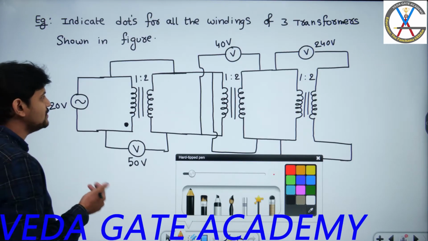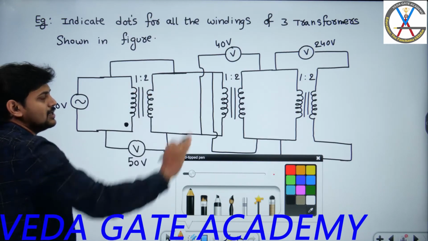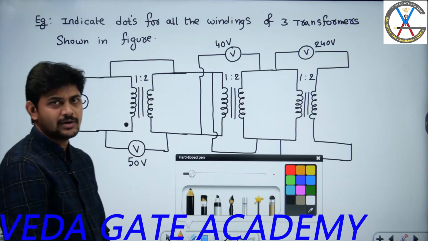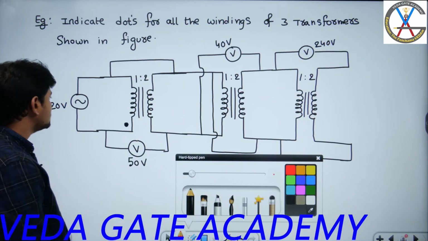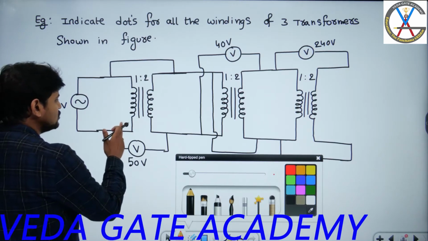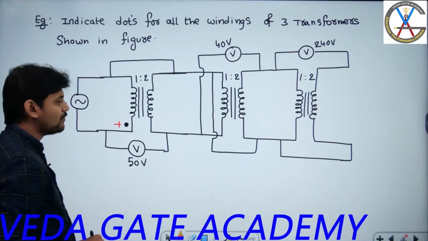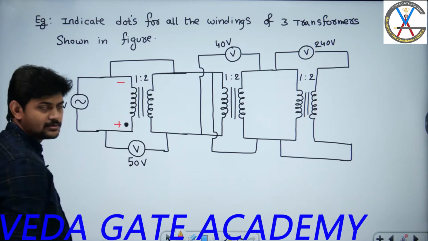Now what is our task? We need to determine the dots for all the remaining windings. That means for this winding, these two and these two, a total of 5 windings, we have to indicate the dots. Here I may assume the dotted terminal as positive or negative. Let us assume this is positive. If I am assuming this positive, obviously this becomes negative.